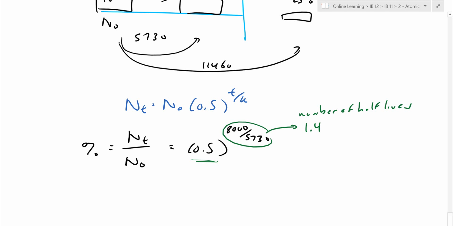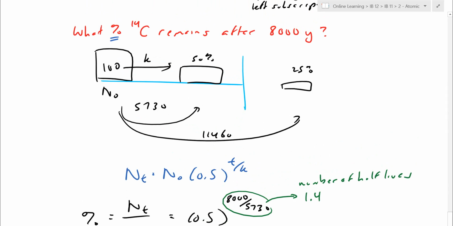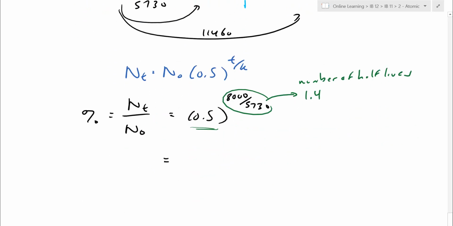So let's just type that into your calculator. What is 0.5 to the power of 8,000 divided by 5730? I'm expecting something between 25% and 50%. The calculator gives you 0.3799, so give or take, we have 38% left.